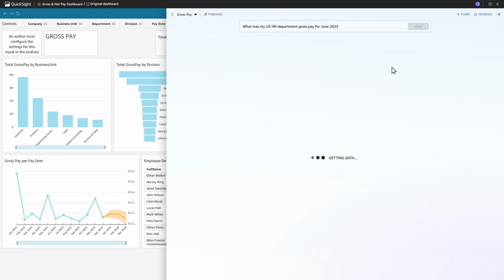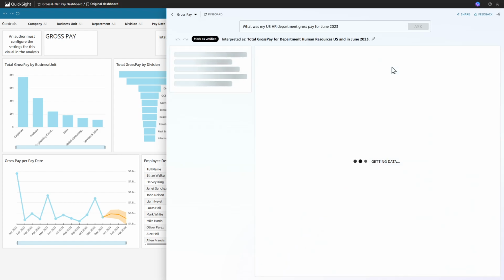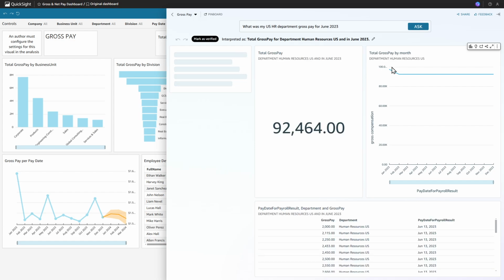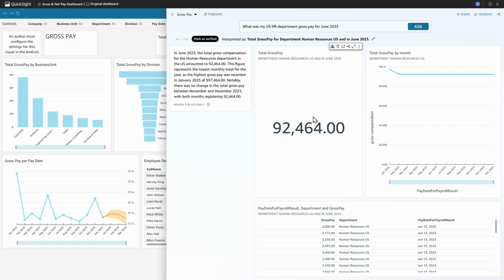And now you can see that the generative AI is going and it's analyzing the data to go and get it, and then it'll come back with not only the answer, but really a full analysis, right? And so to me, this is incredibly impressive, where it shows the exact answer I'm looking for, Department Human Resources US, June 2023, boom. There, very big amount, got my answer. But it also gives me this analysis.